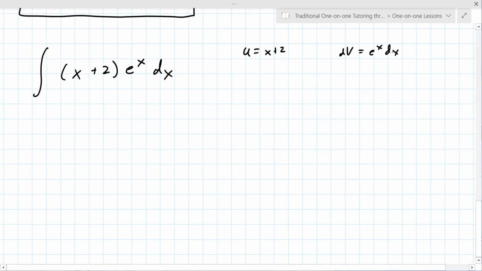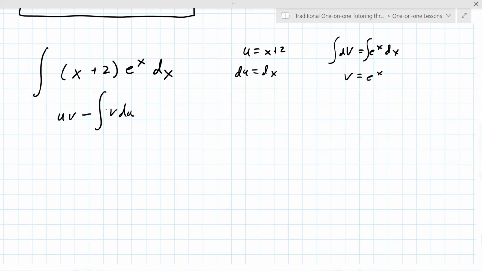This is going to be just x. So du equals dx, and then you're integrating both of these, so v equals e to the x. Wait, why do uv? It's always uv minus integral v du. It's always this. So I did not substitute anything. Not yet. Now you have the things you need to substitute.